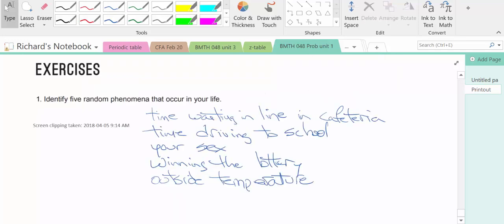Let's begin. So for this unit, just do the exercises and the follow-up questions. I'm going to work through the exercises for you, but make sure you do the follow-up questions. So identify 5 random phenomena that occur in your life. Well, a whole variety of things possible. I've written some down here. You can read them.